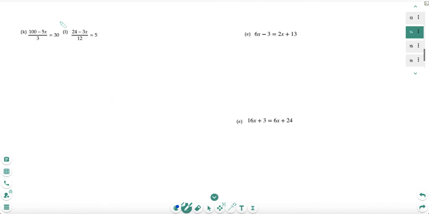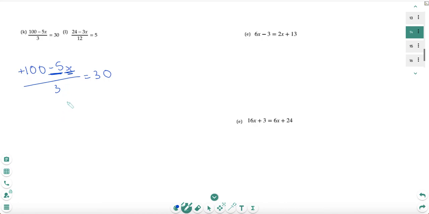Next page. Here, 100 minus 5x over 3 equals 30. Well, this one's a bit trickier, guys. Let's have a look. So x is our main character. Here, x is being multiplied by 5. But it's not just 5. X is being multiplied by negative 5. And then 100 is positive. So it's adding 100. So the story here is x is being multiplied by negative 5, then added by 100, and then divided by 3.